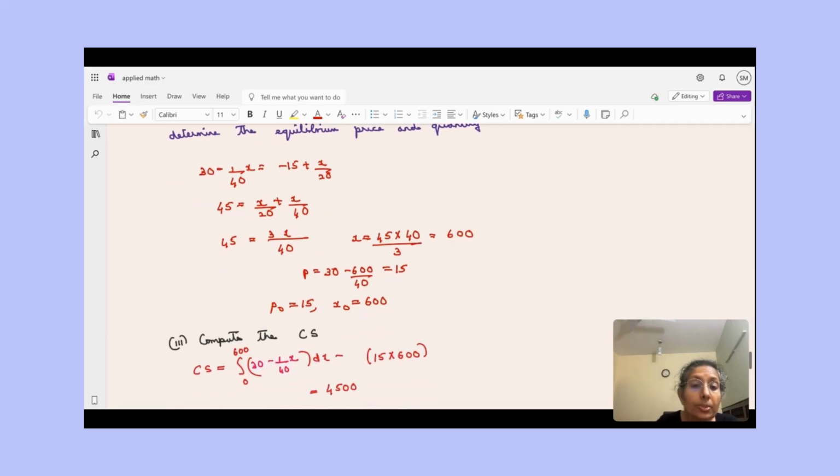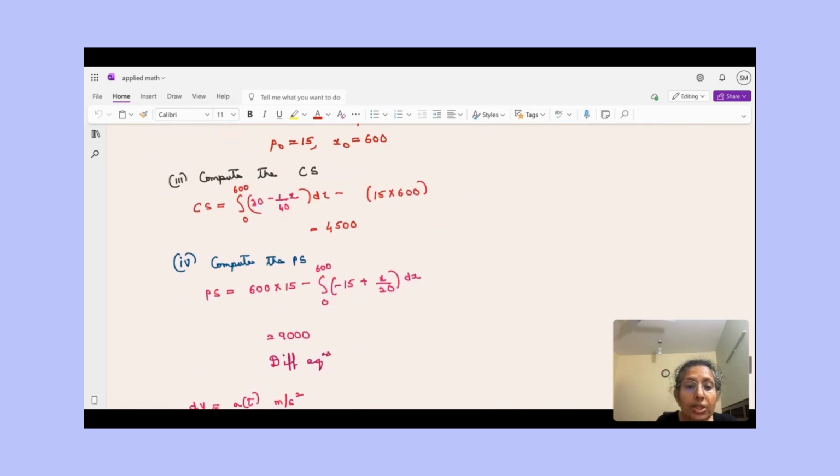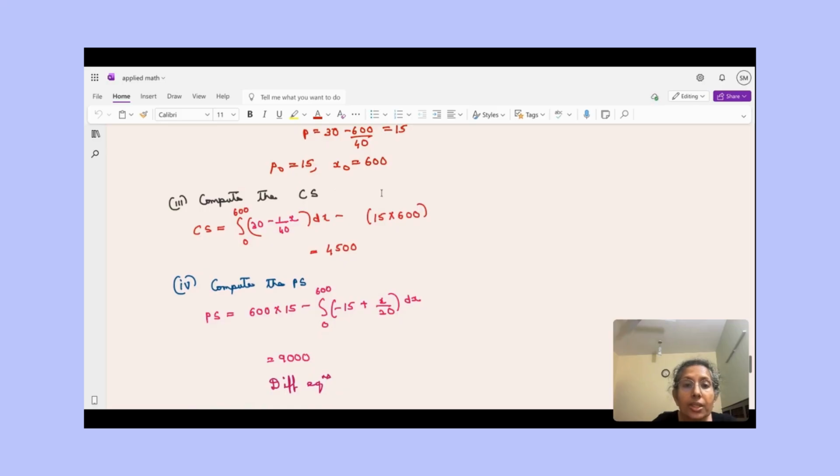Compute the consumer surplus. So consumer surplus is integral 0 to x naught, that is 600, the demand function, that is 30 minus 1 by 40 x, minus 15 into 600. So integrating you get 4500.